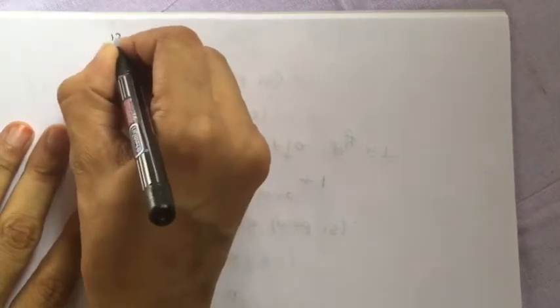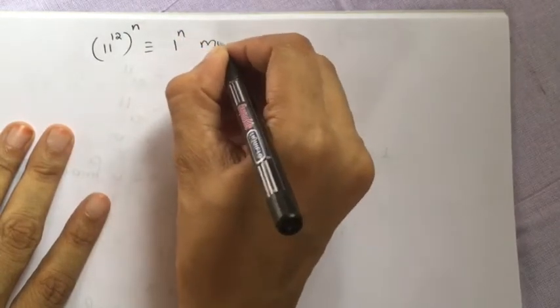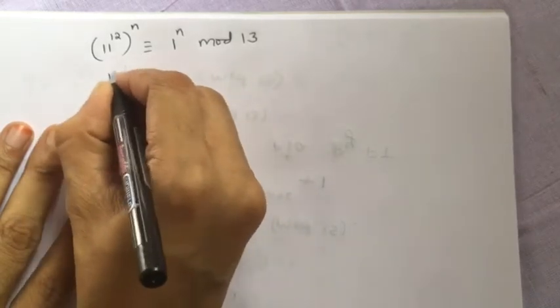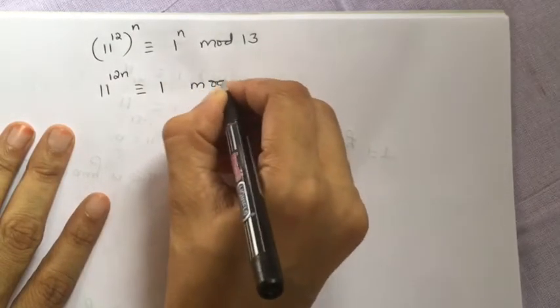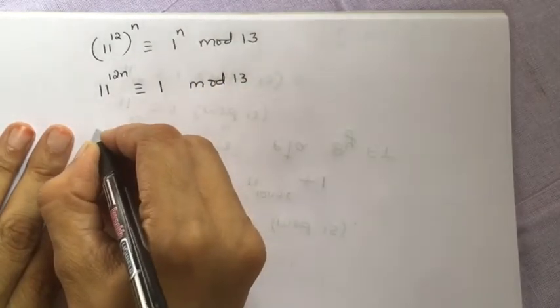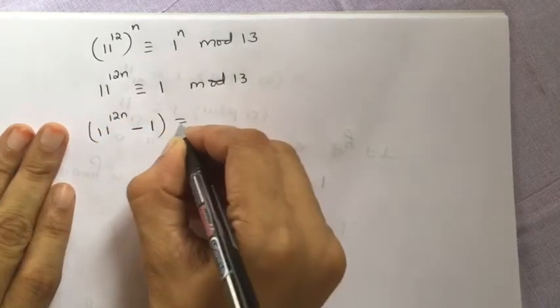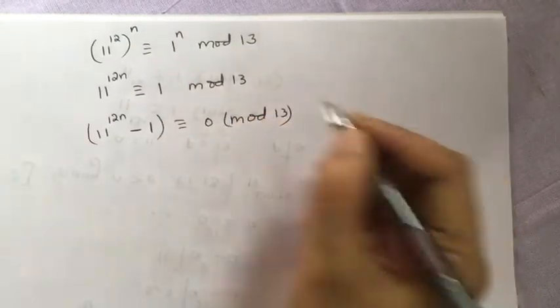Then 11 power 12 is congruent to 1 mod 13. So I can write 11 power 12 to the power n is congruent to 1 power n mod 13, which is same as writing 11 power 12n is congruent to 1 mod 13. This is same as writing 11 power 12n minus 1 is congruent to 0 mod 13. Okay.